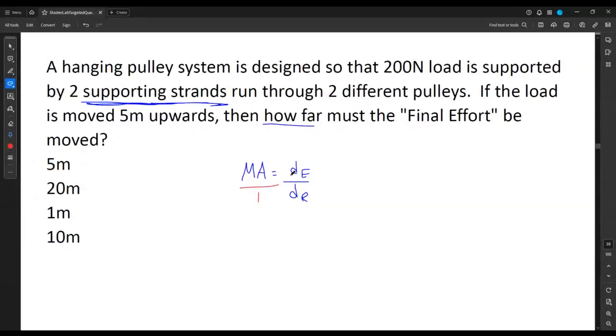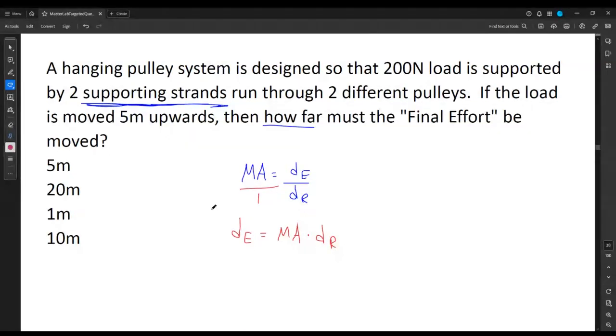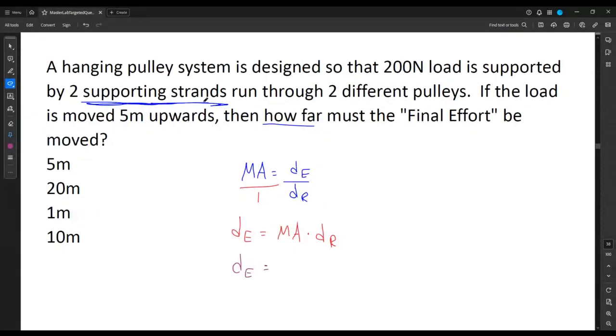This one we can use more of a normal proportion setup. I want to solve for dE so I can cross multiply. The nice thing is 1 times dE is basically just going to separate that. Then in the other direction, I have the mechanical advantage times the resistance distance, which is basically how far the load's actually going to move. I don't know what dE is. That's the question. The mechanical advantage is going to be 2 because we're directly told how many supports we have. And then that's going to multiply by the distance that the load is moved, which is 5 meters. So that's going to give us a total of 10 meters, right? Because remember, there's 2 supporting strands. You net 5 on one rope, 5 on the next rope, and there's your 10.